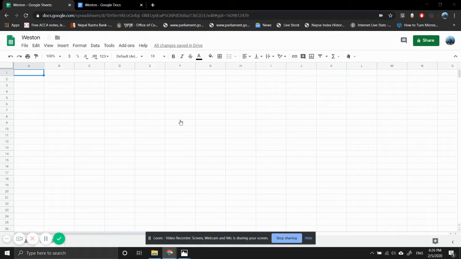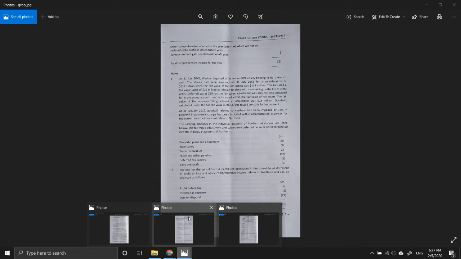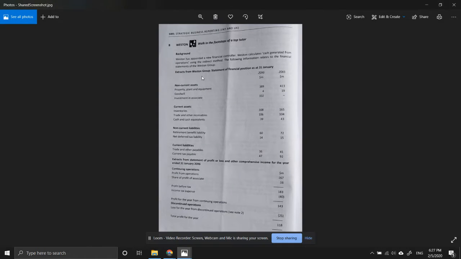So in this particular session, we will be discussing Weston. It is from the exam kit of SPR. What we are given in the question is the SOFP. Weston has appointed a new financial controller. Weston calculates cash flow from operations using the indirect method. The following information relates to the financial statements of Weston Group.